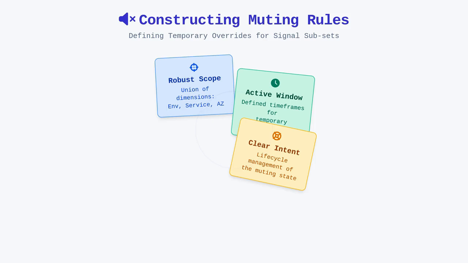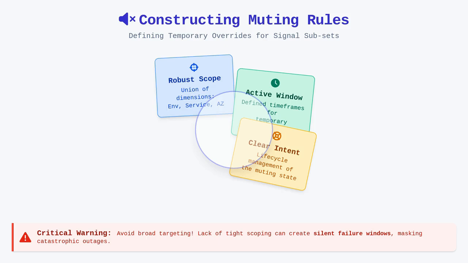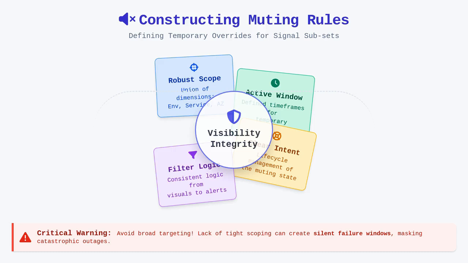If you define a rule that targets all hosts regardless of their metadata, you risk creating a silent failure window that could mask a catastrophic outage. Therefore, the implementation of tight scoping parameters is not merely a best practice. It is a fundamental requirement for maintaining visibility integrity. We express these boundaries using the same dimensional filtering logic found throughout the platform, which ensures consistency when you move from visualizing data to managing alerts.